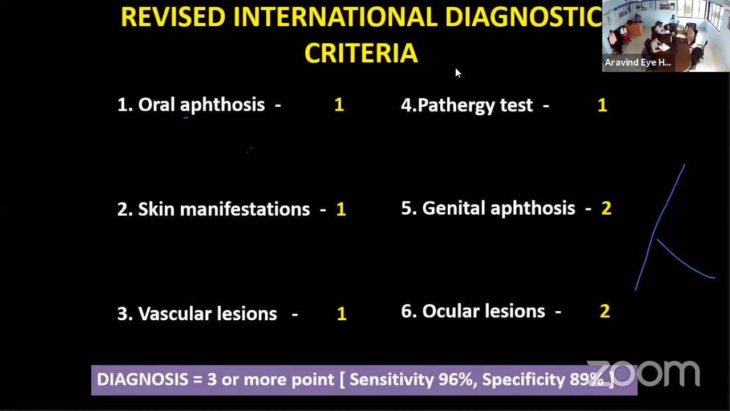Next slide, please. There are multiple diagnostic criteria to diagnose Behcet's. They gave multiple points for different manifestations. Oral aphthous carries 1 point, skin manifestation 1, vascular lesions 1. They did a pathergy test for which they gave 1 point, genital aphthous 2, ocular lesions 2. But practically, we are not using all this because of the pathergy test. The diagnosis is certain if 3 or more points are there, and they gave a sensitivity of 96 and specificity of 89%. Next slide, please.